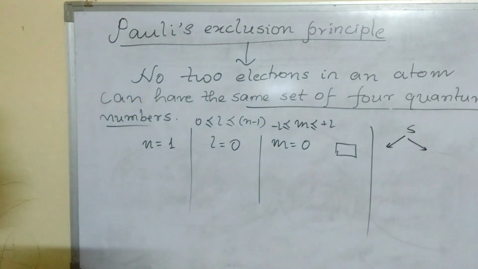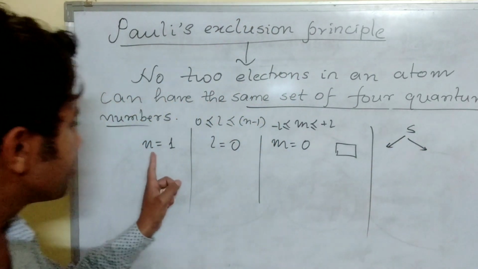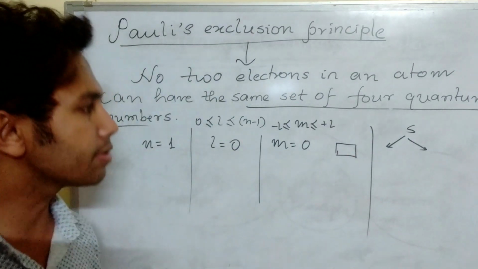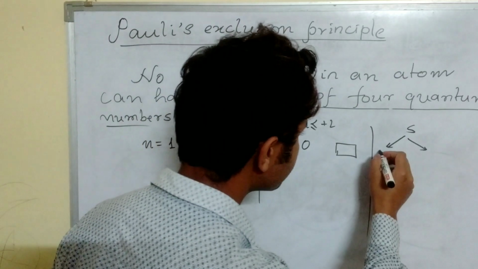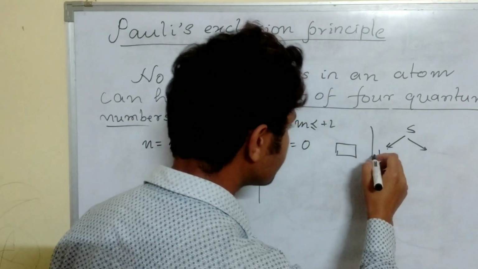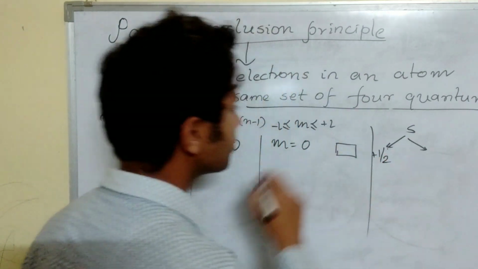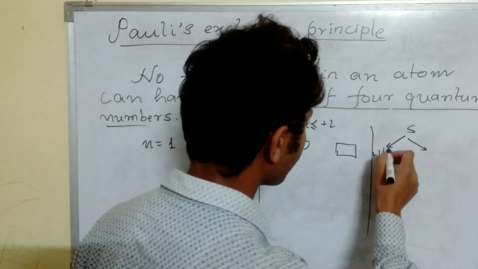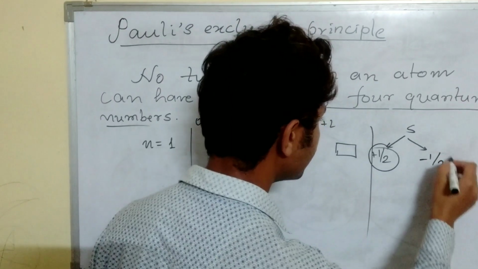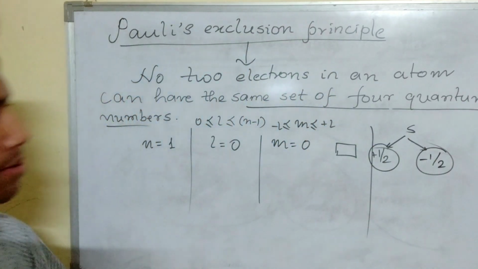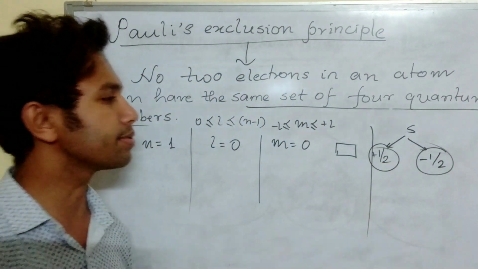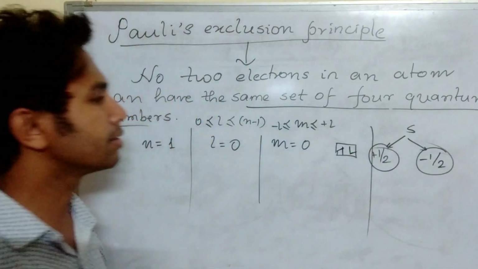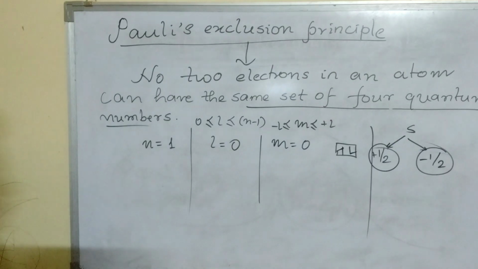So if we have one orbital for n is equal to 1, we have two spin values possible. One is plus half, another is minus half. So if for one electron the spin is plus half, for another electron it will be minus half.